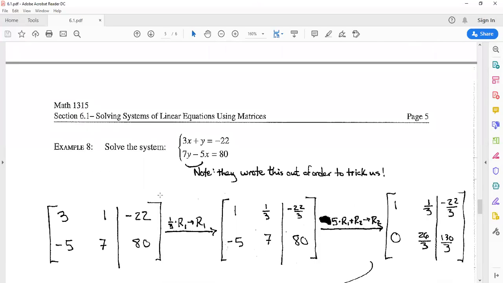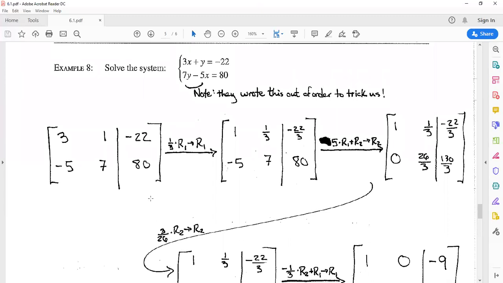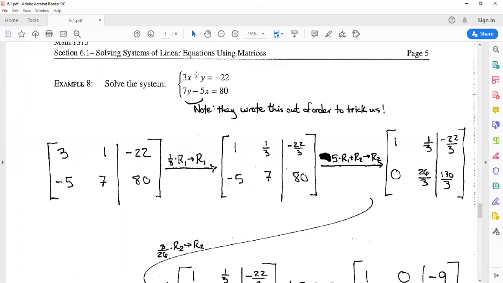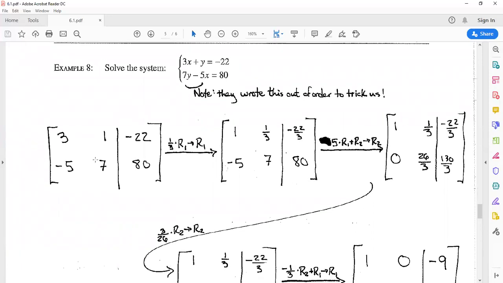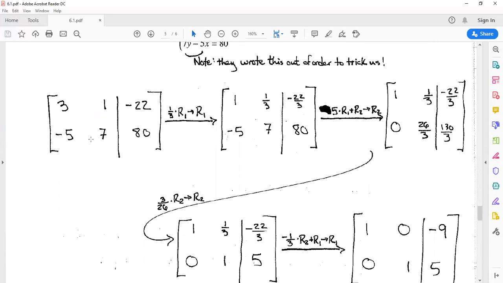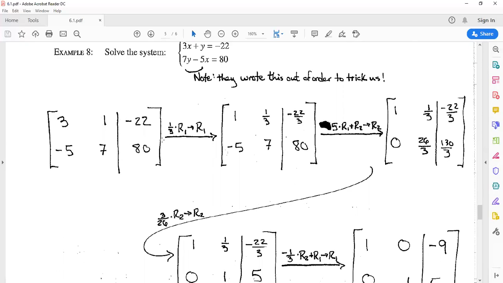Okay, so that being said, let's do another one. We start here with this system of equations. 3x plus y equals -22, and 7y minus 5x equals 80. Well, note here they wrote the second equation out of order. We'd like to do our bookkeeping right. So we're going to put -5x plus 7y equals 80 instead. That way we can keep everything straight when we make our matrix and remove the variables from the decoration. So our matrix becomes 3, 1, and -22 for the first row, and -5, 7, and 80 for the second row.